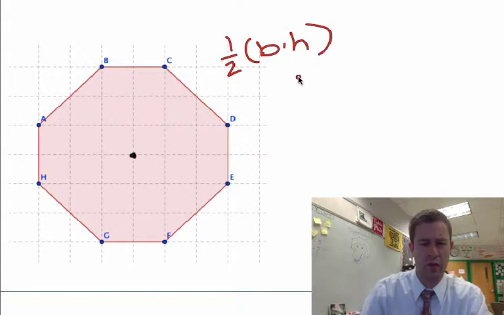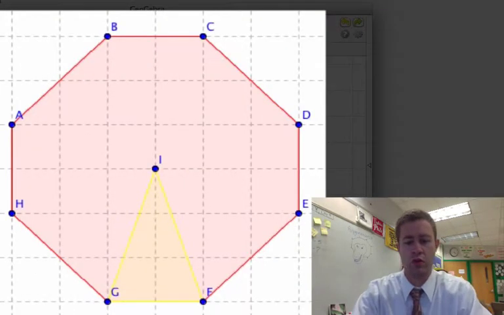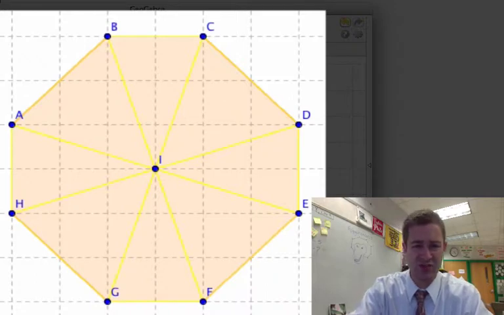Okay? Now, I want you to think, how many triangles are in that picture? So I'm going to pull that out, and we're going to go through this here. We got 1, 2, 3, 4, 5, 6, 7. We got 8 triangles in an octagon that has 8 sides. I wonder if there's a connection there.